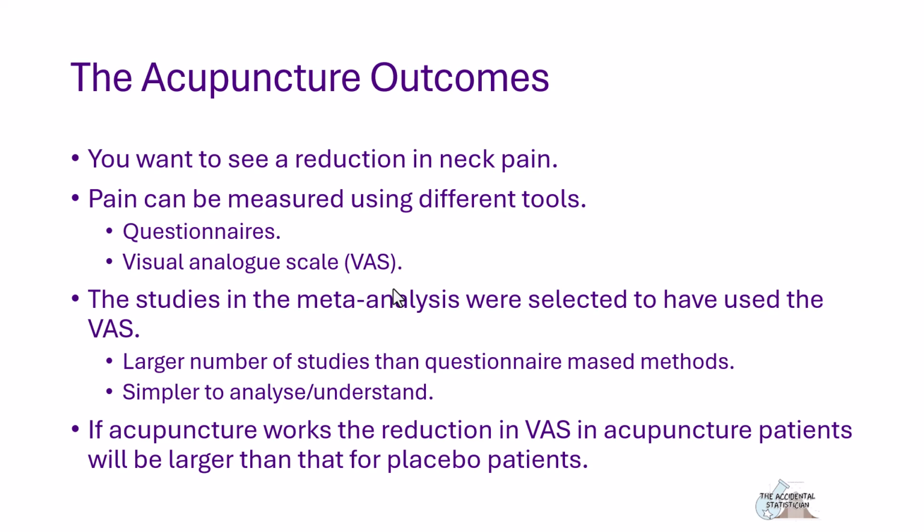For acupuncture, you want to see a reduction in the amount of neck pain. Pain can be measured using a variety of different tools. There are some pain questionnaires to do with mobility, and these can be quite long and quite involved. The simplest thing is something called a Visual Analogue Scale. You might see these sometimes in hospitals, where they ask you how much it hurt. That was the scale used in these meta-analyses. It's going to be used in this meta-analysis and was used in the original papers. There's a larger number of studies that use the VAS compared to the questionnaire-based methods. They're simpler to analyze and simpler to understand. If acupuncture works, VAS will be reduced. If it doesn't, then it won't.